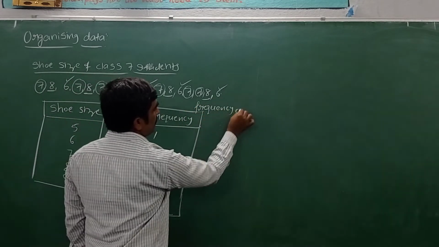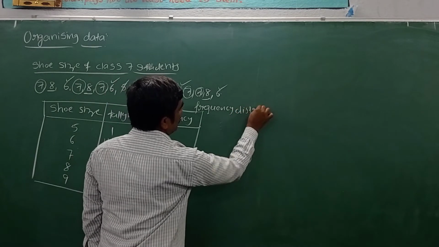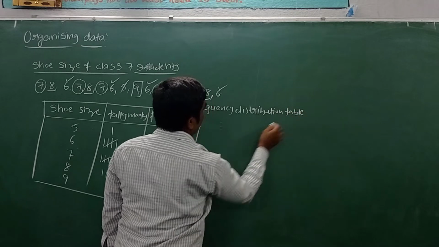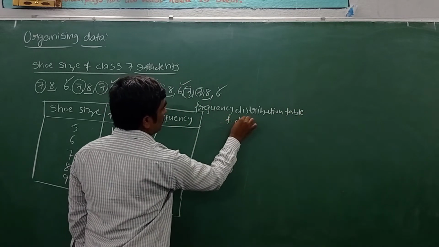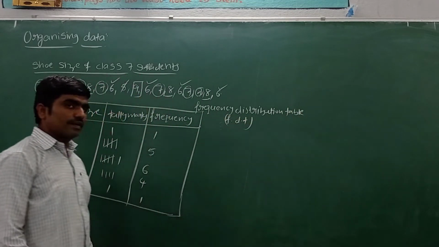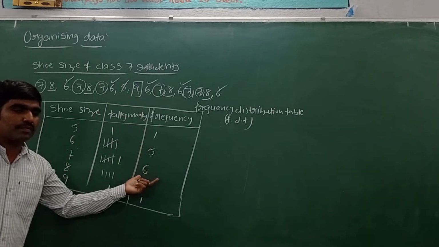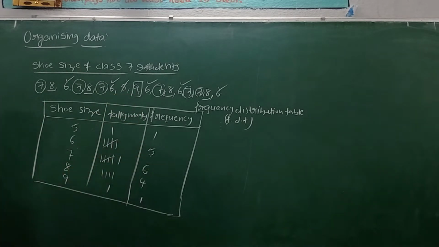Frequency distribution table. Simply we can write FDT. I am just arranging this data in a tabular form by using the tally marks.